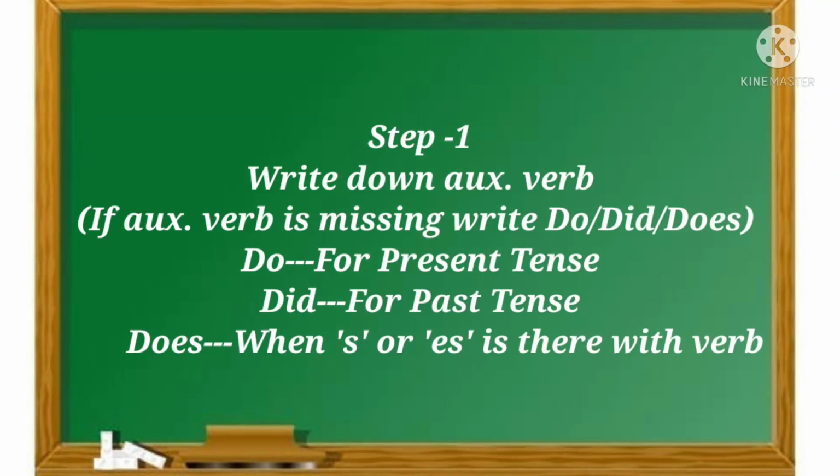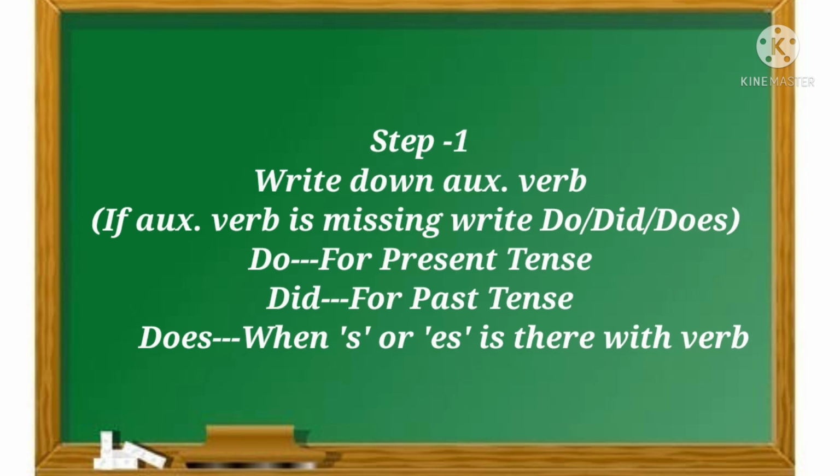So if the auxiliary verb is missing in a sentence, then what will you do? In that case, 3 things will come: do, did, does. But you will not write these 3 things together. Only one of them you should write: do, did, or does. Do for what? Do for present tense. Did for past tense. And does will be used if there is s or es with the verb.